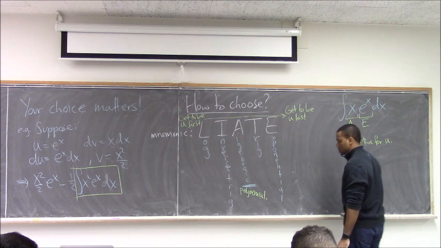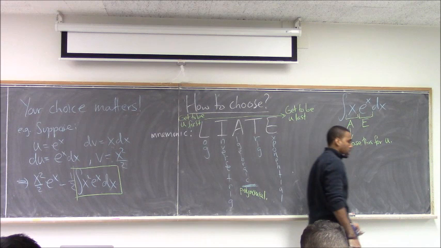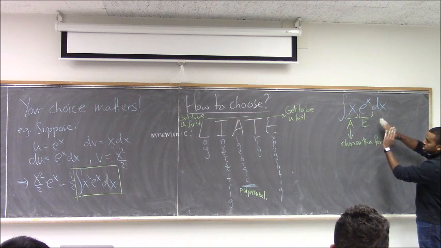Now, even LIATE isn't an end-all be-all. It turns out that you can use integration by parts if you have two of the same kinds of functions present. But those get a little bit tricky. We'll do some examples like that a little bit later on. But for now, if you have two different kinds of functions present, you use LIATE to know how to choose.